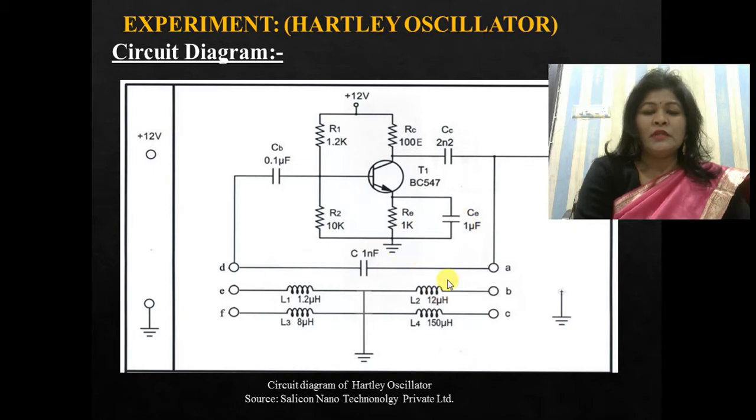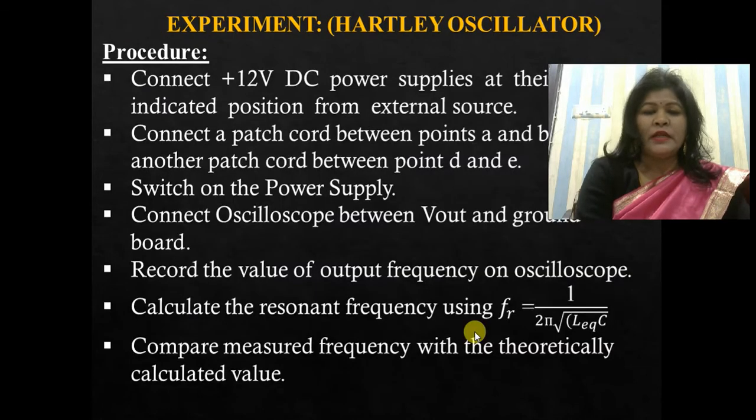So this is the analog board diagram, and here there are the inductance L1 and L2. The other inductances are available over here. You can choose any two in this circuit diagram. So this is the complete circuit diagram, and how to connect these supply voltages.